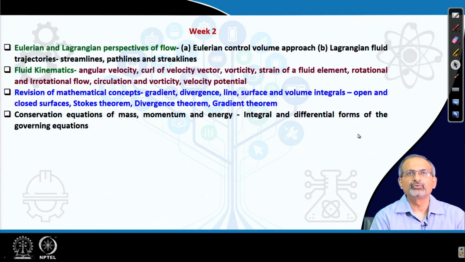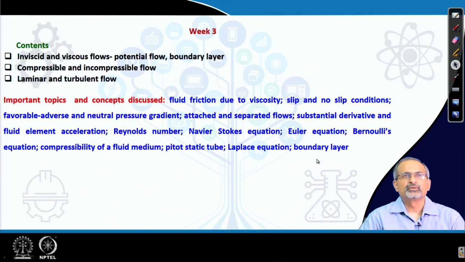Then we moved on to week 3, where we talked about inviscid and viscous flows. We discussed potential flow, which basically connects with the inviscid nature of the flow, and boundary layer flows, which of course belong to viscous flows. Then we learned to distinguish between compressible and incompressible flow, laminar and turbulent flow.